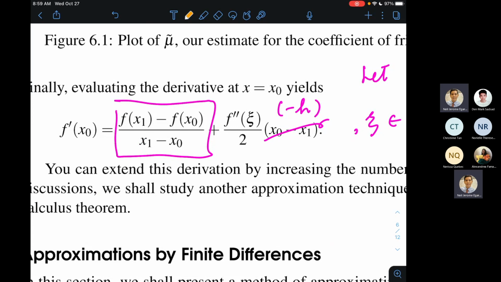Any guess or any ideas? So palapitin lang daw natin si x1 kay x of 0, we get better and better estimates for f prime. Is that reflected in this formula that we have?